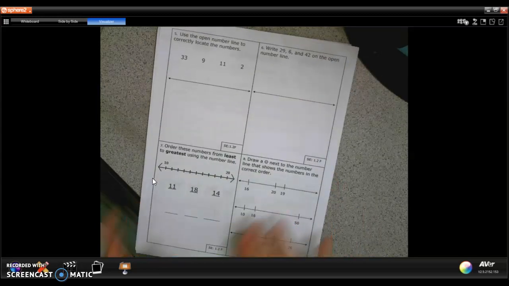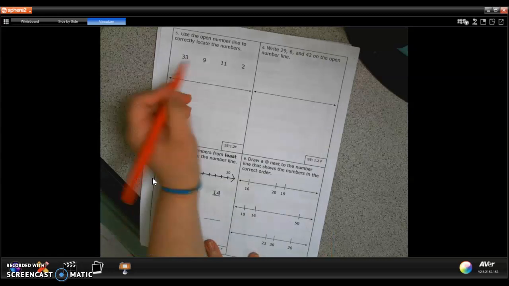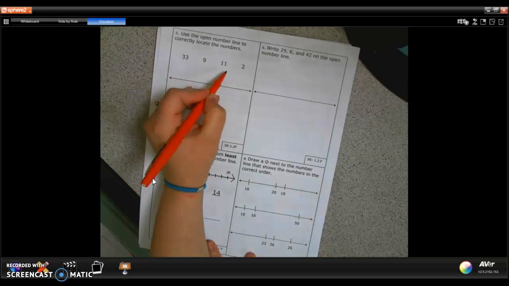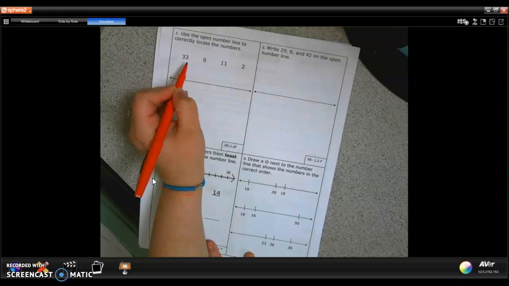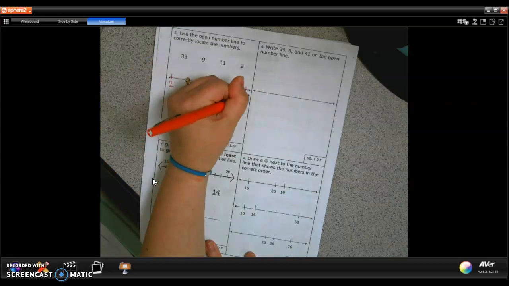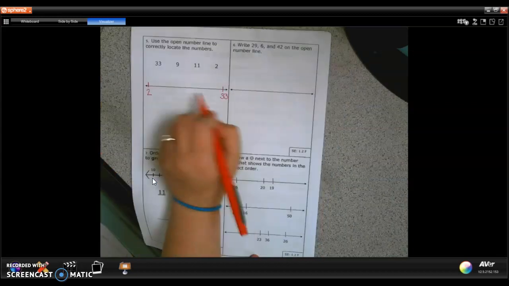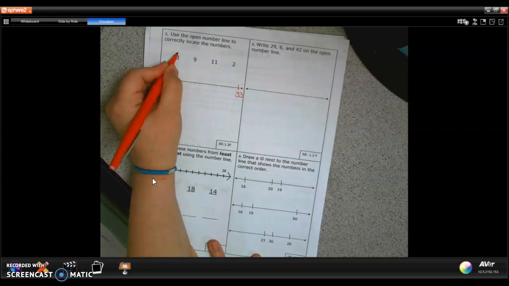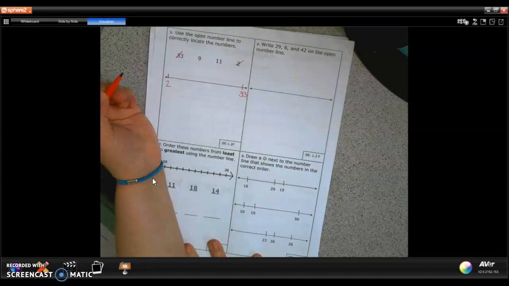Use the open number line to correctly locate the number. So what I'm going to do first is I'm going to look for my number with the least magnitude, which is 2, the number with my greatest magnitude, which is 33. I'm going to put 2 on this end. I'm going to put 33 on this end. The reason I'm going to do those 2 first is that's going to help me figure out where my other 2 numbers go. I'm going to cross those out so I don't look at them again.